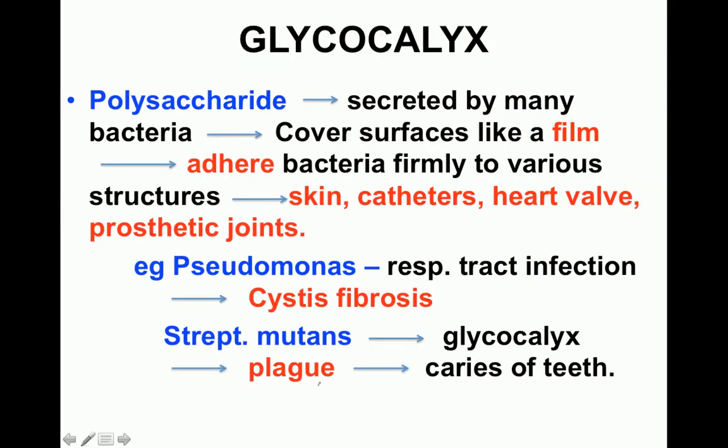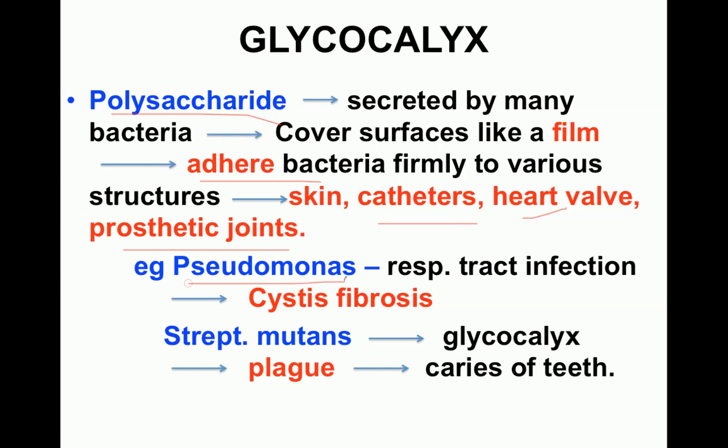Glycocalyx is a very important structure. This is also polysaccharide in nature, and it is secreted by many pathogenic organisms. It adheres these organisms firmly to foreign substances present in our body, like catheters, heart valves or prosthetic joints, and they form a thin film-like cover on these structures, and obviously play a very important role in the virulence or pathogenesis of these organisms.